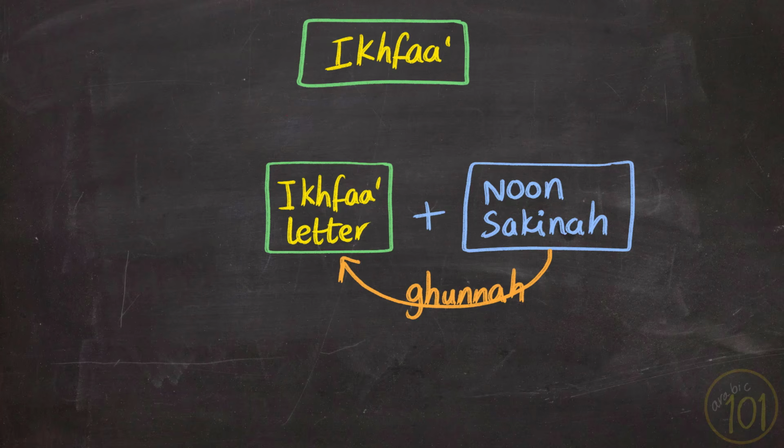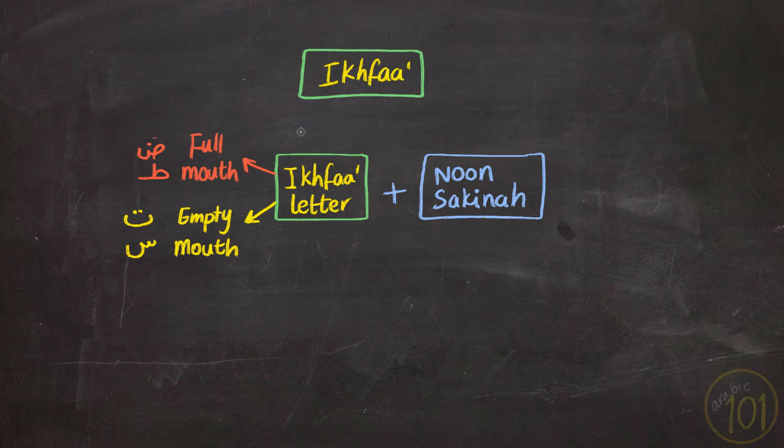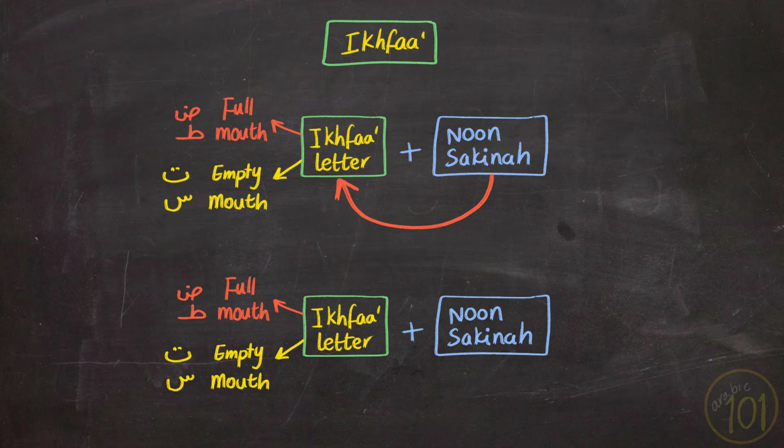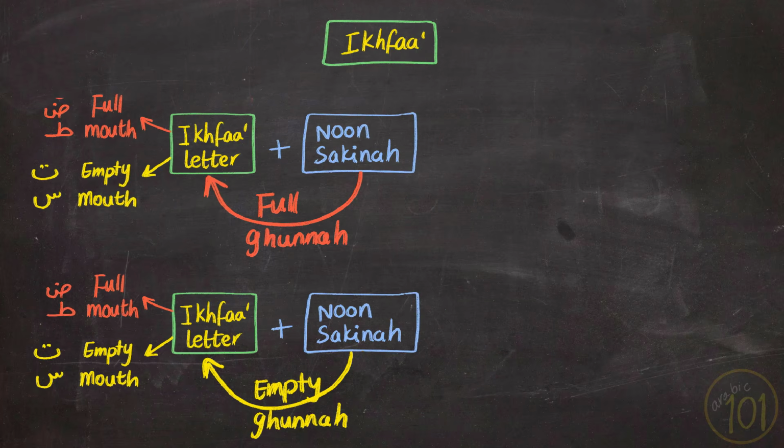Why? Because some of these letters are full mouth, like the dad, ta, and so on, and the rest are empty mouth, like ta, sin, and others. When you apply the ikhfa, the ghunnah must have the same trait as the letter that it is being fused with, since that ghunnah prepares the pronunciation of the sound after the nun.